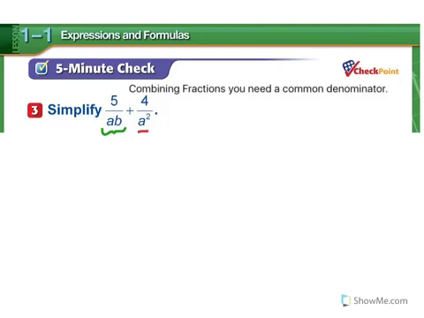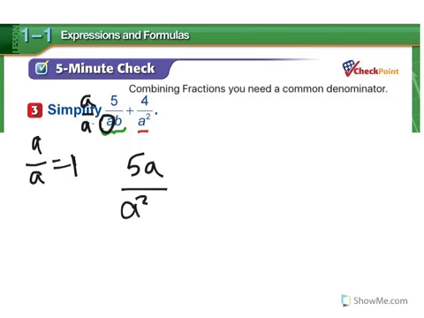The first fraction, we need this to be an a squared. So what I can do is take the bottom and multiply by an a. The only thing is, you can't just multiply the bottom, you have to multiply the top as well, because essentially anything divided by itself is 1. So we're technically not changing the problem, we're just changing the look of it. So that first fraction is going to be 5a over a squared times b.